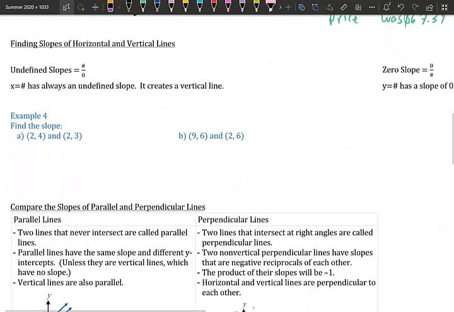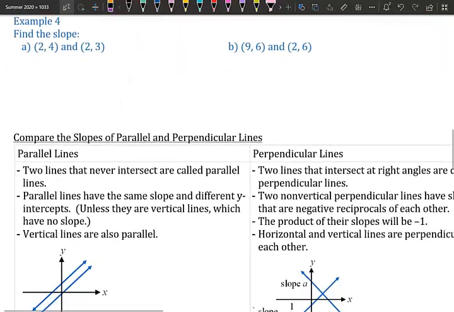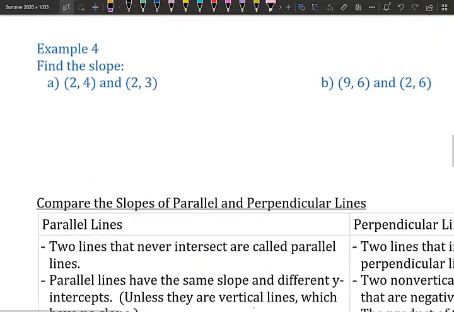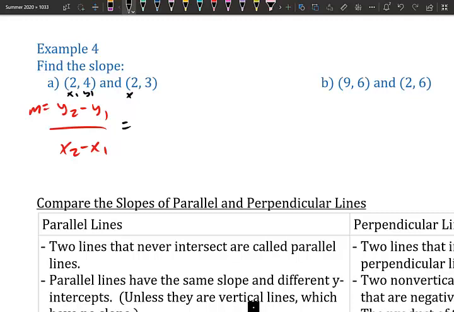Alright, finding the slope of horizontal and vertical lines. So remember, the slope of a vertical line is undefined and of a horizontal line is 0. We're going to talk about special slopes now. So we have m equals y2 minus y1 over x2 minus x1. So label your points x1, y1, x2, y2. I'm not going to change colors for this one. So we have y2, which is 3, minus y1, which is 4, over x2 minus x1, so 2 minus 2, and we get negative 1 over 0.